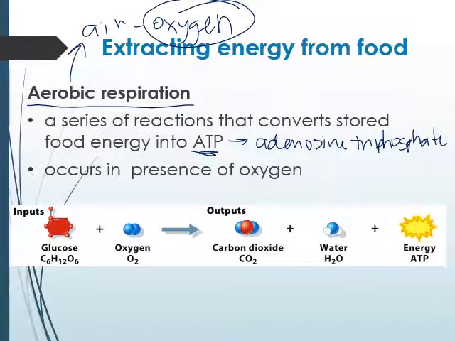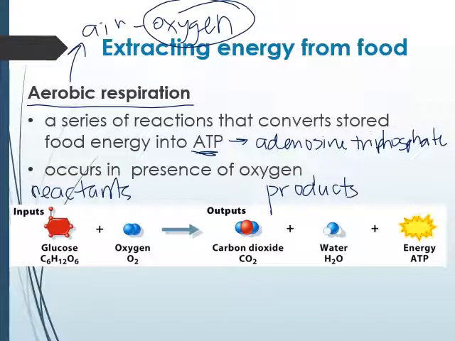Okay. So this is the equation for aerobic respiration. Take a look at it. These are our inputs over here on the left and our outputs on the right. So these are our reactants. Okay. And these are our products. Does this look familiar? Hopefully it looks familiar. It's the exact opposite of photosynthesis, right?